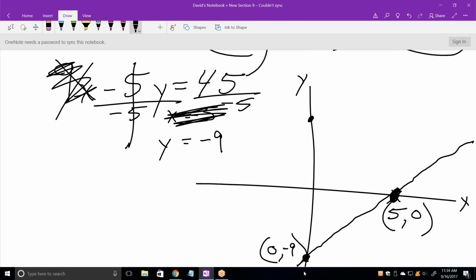Now, what did they want you to do? They wanted you to graph it? I did the exact graph. It goes through on your browser? Yeah. I put it through the exact points we did, 5, 0 and 0, negative 9, and it says that's not correct.